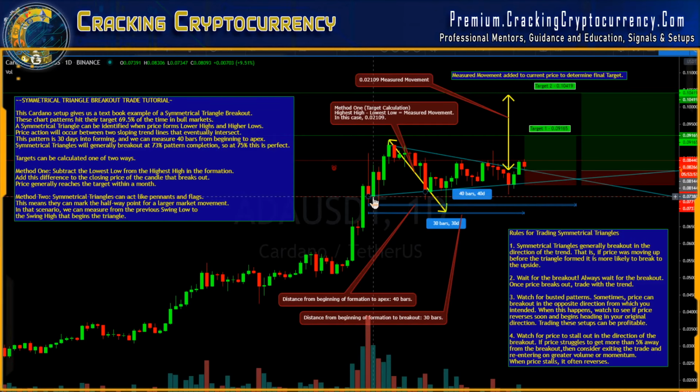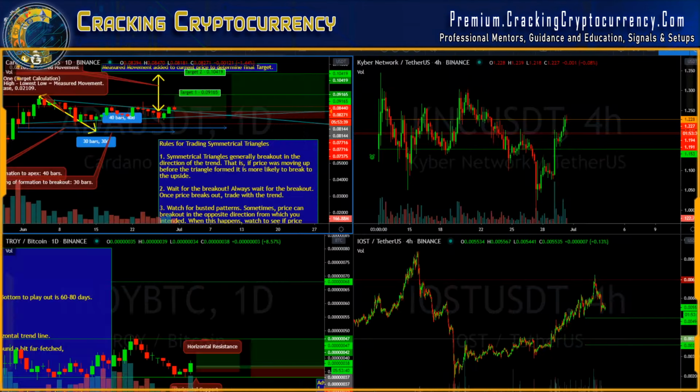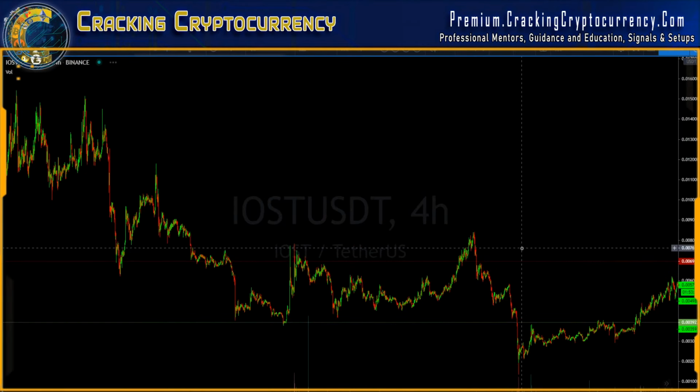Now, typical chart pattern rules apply here. You would like to see multiple tests of the upper and lower boundaries of resistance and support, and also little white space, right? So I talked about white space before. I kind of wanted to explain what I meant by white space. So let's talk about white space.